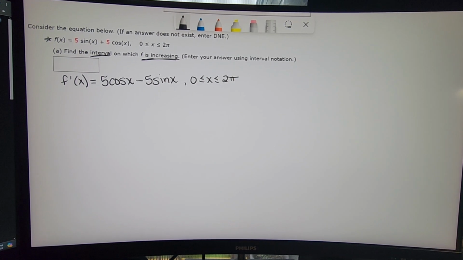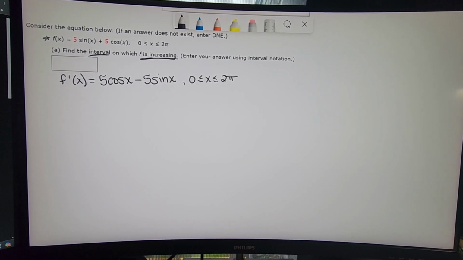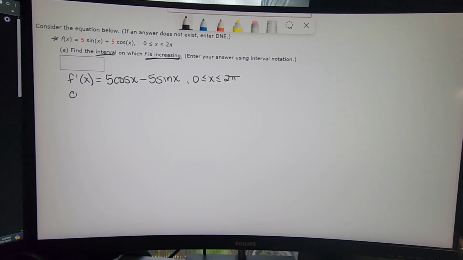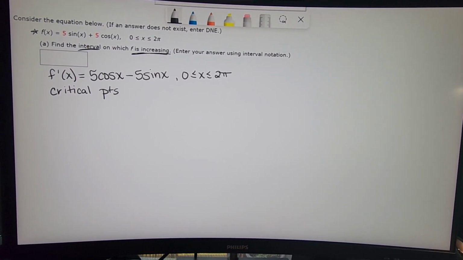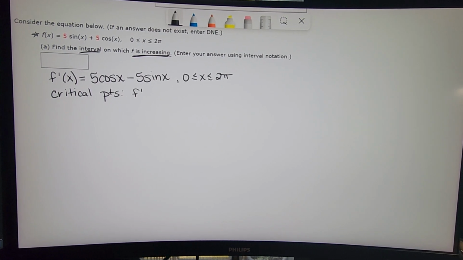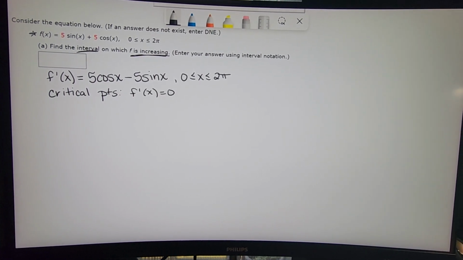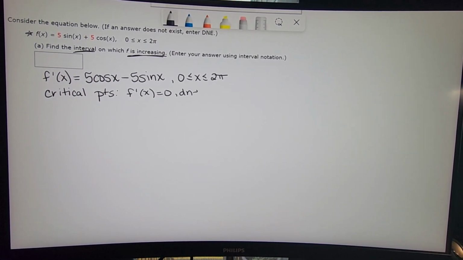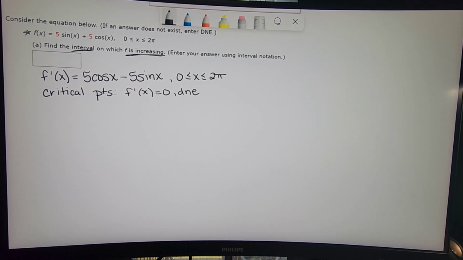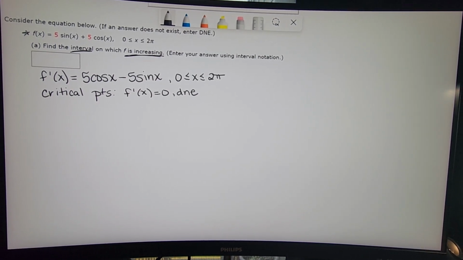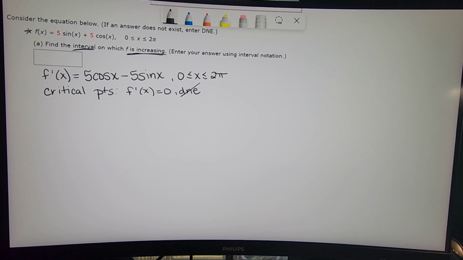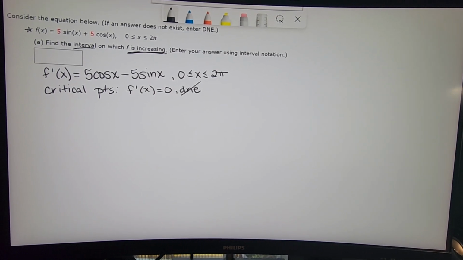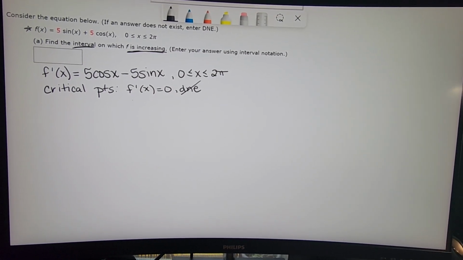For trig functions, it's always going to be between 0 and 2 pi because trig is the ratios of the sides of triangles. So it's always going to be between 0 and 2 pi. We're going to find the critical points, and a critical point is going to be where the derivative doesn't exist or when it's equal to 0. In the case of the trig function, we're just finding where it is equal to 0.